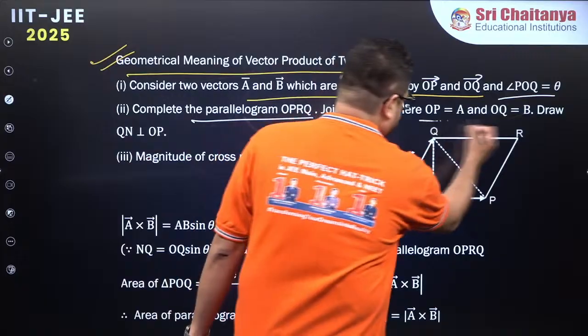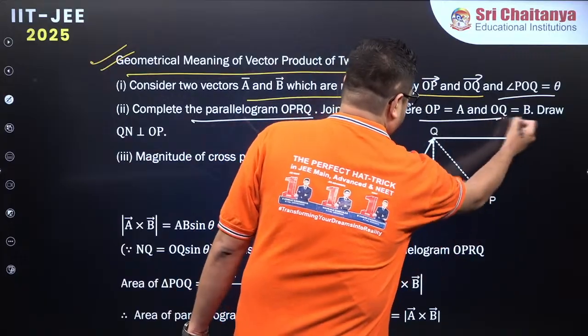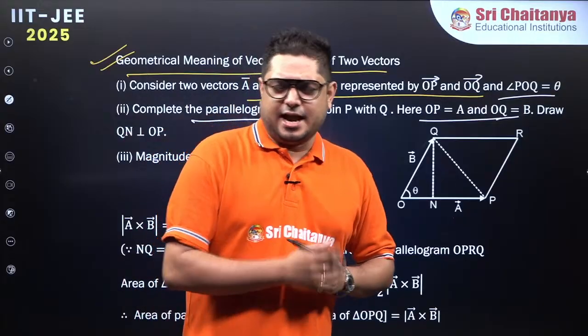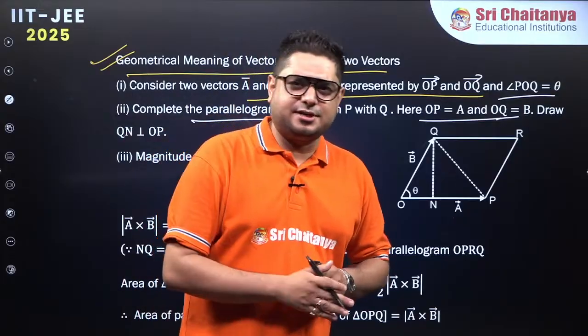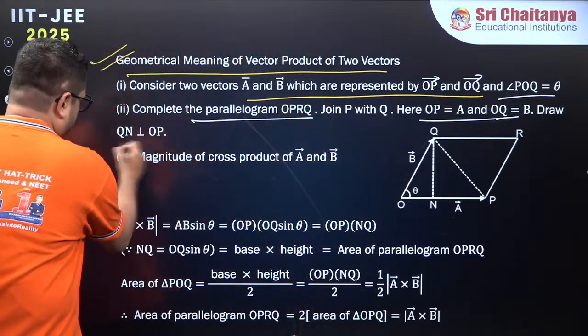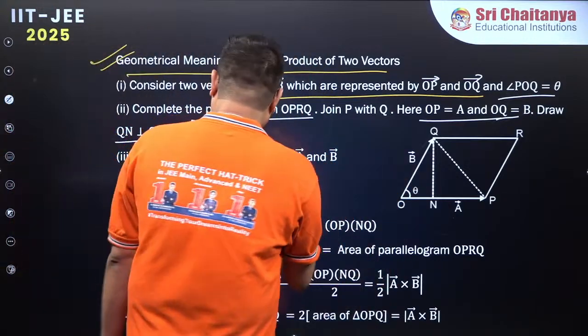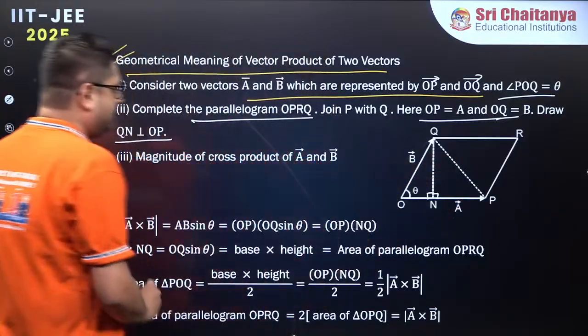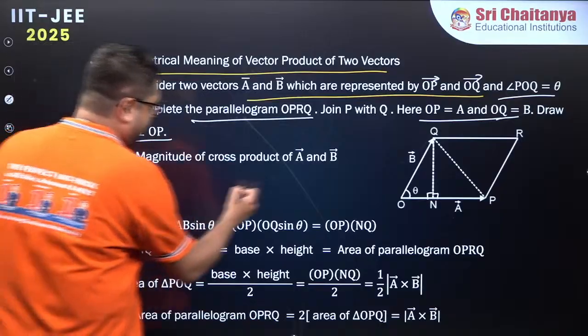OP is equal to A, and OQ is equal to B. It is the same type of concept we used, if you can recall, to add two vectors and obtain the expression of the resultant. But I am not going to do the same thing over here. So draw QN perpendicular to OP, isn't it? That's what they have drawn. This is QN perpendicular to OP, and the magnitude of the cross product of A and B.